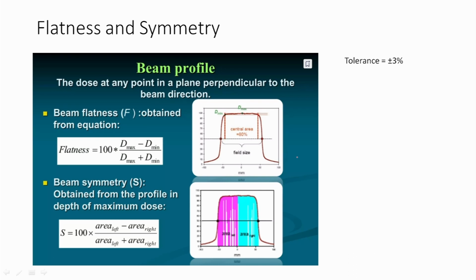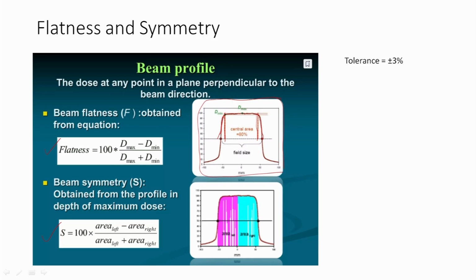So there is a formula for the calculation of flatness. You can see in the picture, and there is a formula for calculation of the symmetry, and here is the picture of a flat beam of a 10 by 10 field size. For consideration of max dose and minimum dose, the 80% central area has to be considered, because beyond this the gradient starts, and in this gradient there is a sharp dose falloff and you cannot accurately identify your D max and D minimum.